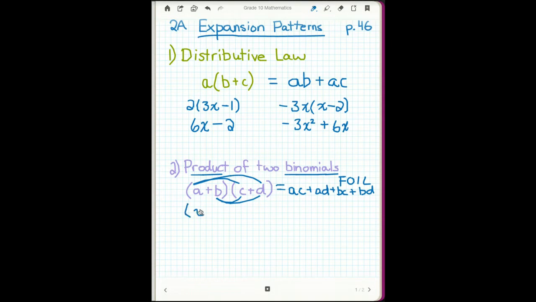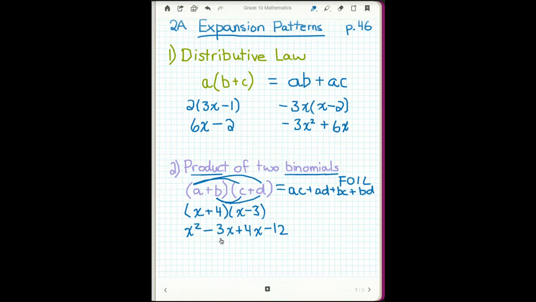x plus 4 times x minus 3. So first, x times x, the first ones together, the first in each binomial. And the outside terms, so x, remember this is a negative 3, so we get a minus 3x. Negative times positive is a negative. Plus 4 times x is going to be plus 4x. And 4 times negative 3 is negative 12.